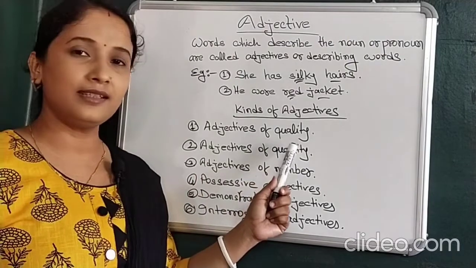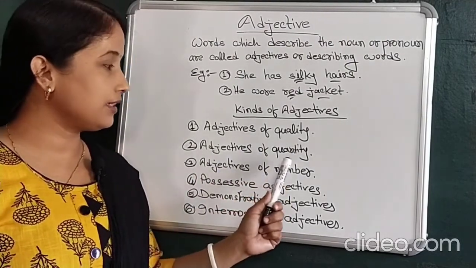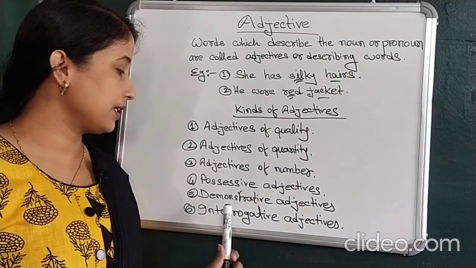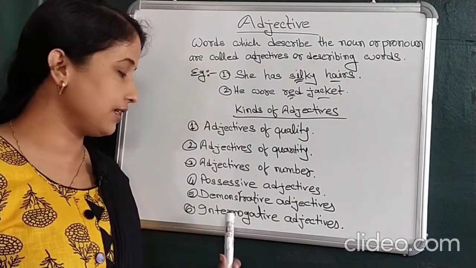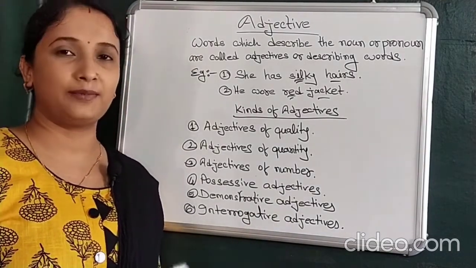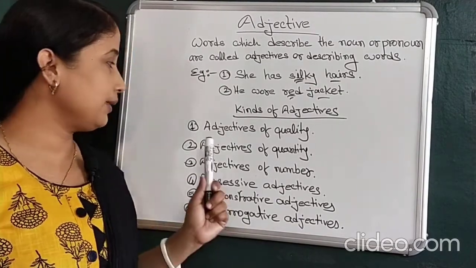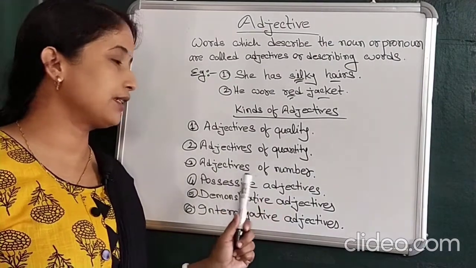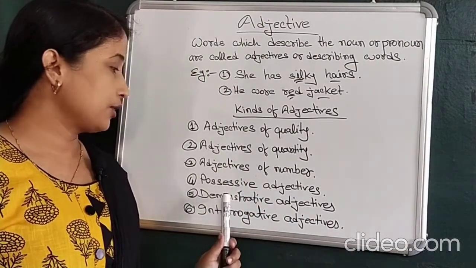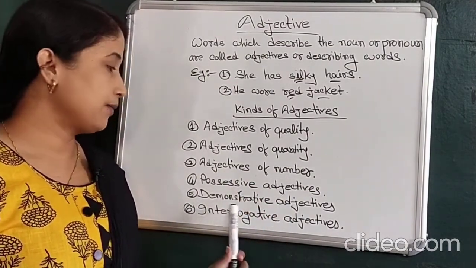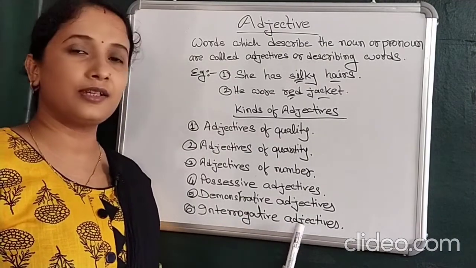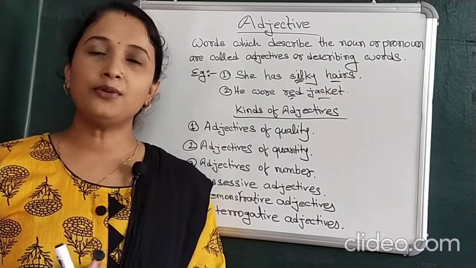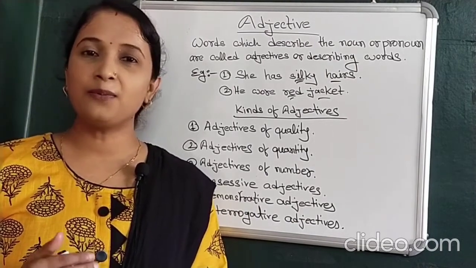Adjectives of quality, adjectives of quantity, adjectives of number, possessive adjectives, demonstrative adjectives and interrogative adjectives. I repeat again. Adjectives of quality, adjectives of quantity, adjectives of number, possessive adjectives, demonstrative adjectives and interrogative adjectives. Okay. Now we will learn adjectives of quality.